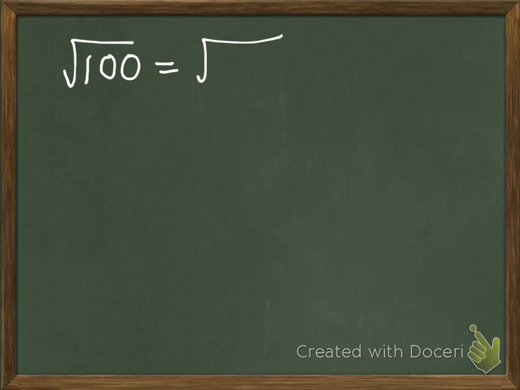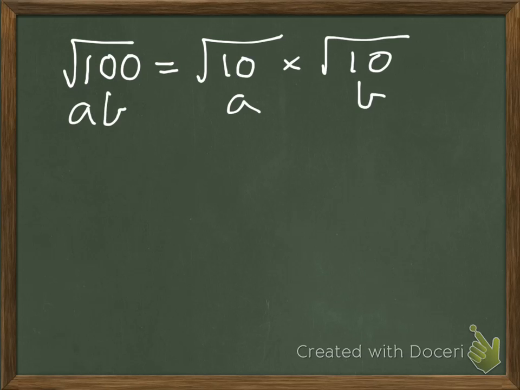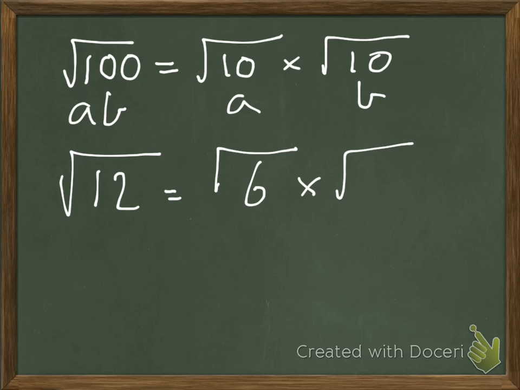That could be the square root of 10 times the square root of 10. That would be your A and that would be your B, and A times B is 100. Or the square root of, let's pick a number, 12 could be the square root of 6 times the square root of 2. This ability to manipulate things will come in handy.